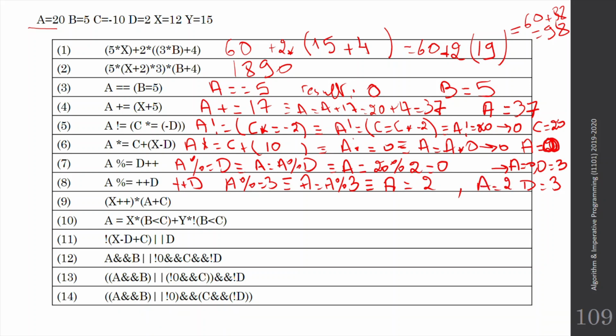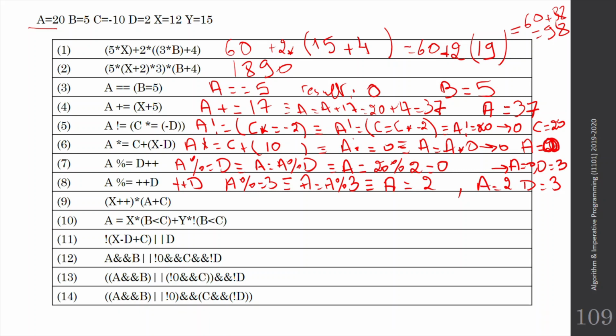So exercise, part 9, we have x plus plus multiple a plus c. So again here we have plus, we have multiplication, we have double plus, and we have the bracket. So first we evaluate what's inside the first bracket. In the first bracket we have x plus plus.